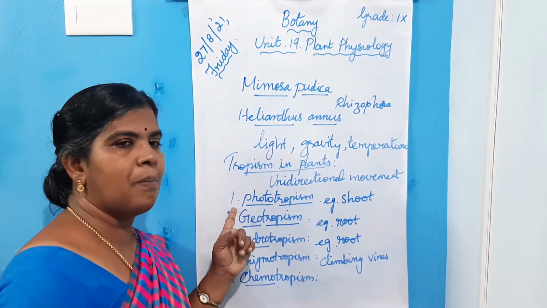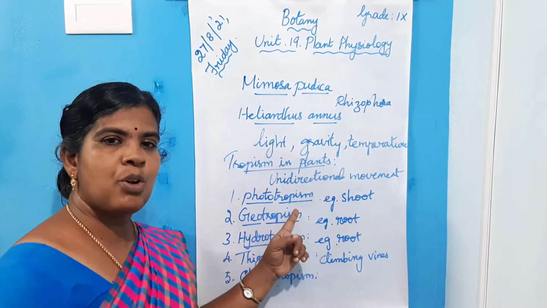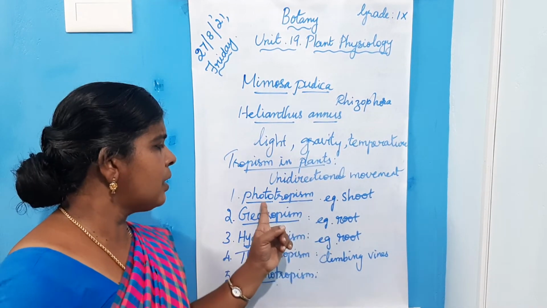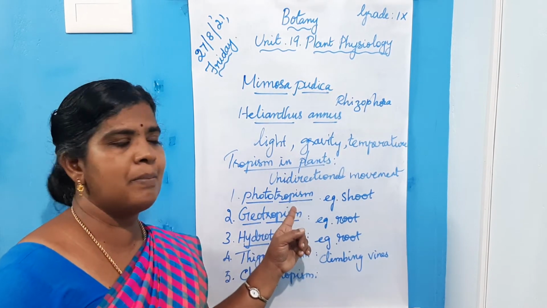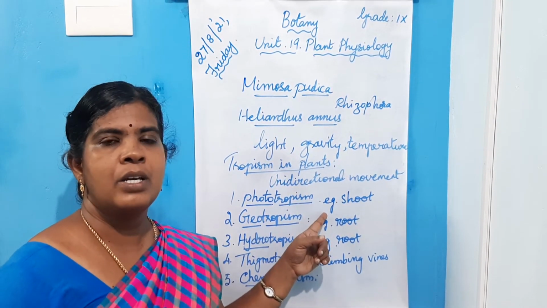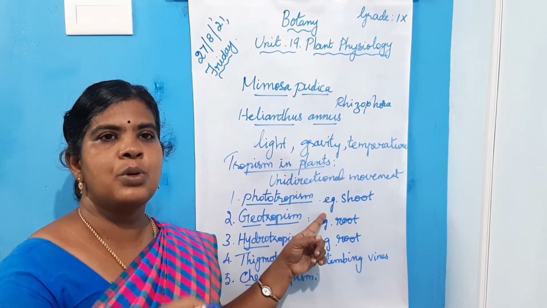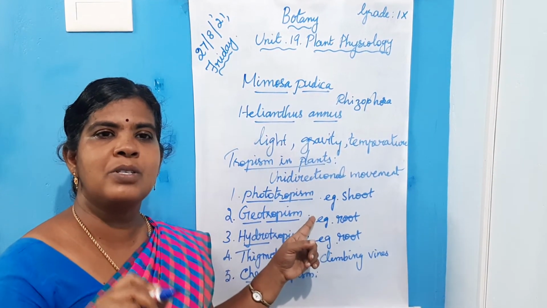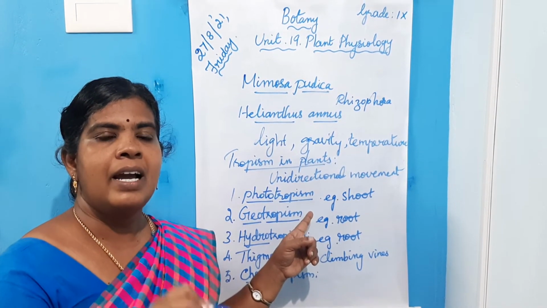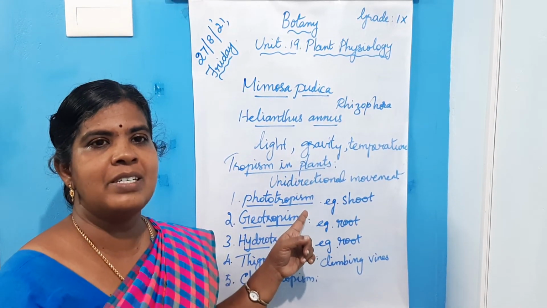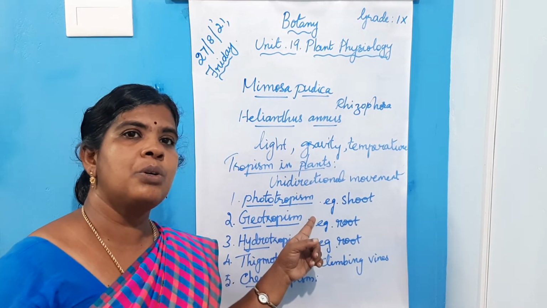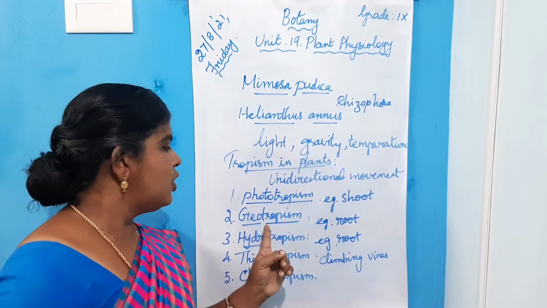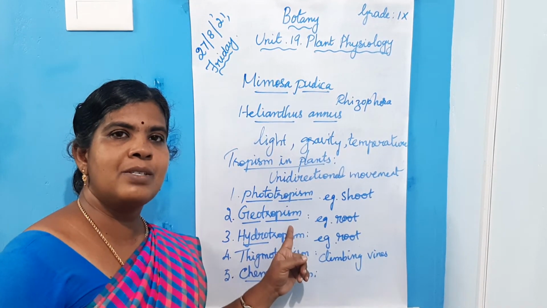First is phototropism. Photo means light, tropism means movement. Example, shoot of a plant. Shoot system always grows towards light. So shoot system is positively phototropic and it grows against gravity, so negatively geotropic. Next, geotropism. Geo means gravity, tropism means movement.